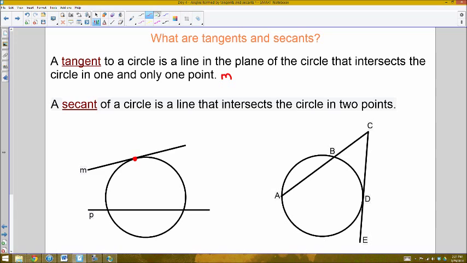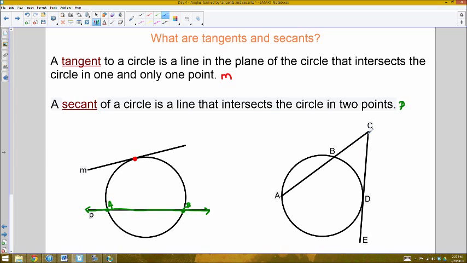A secant line is a line which intersects the circle at more than one point and passes through that circle. An example of that would be line P. Line P touches the circle at two different points. Now, if I call these points A and B, segment AB is a chord, but the reason we call line P a secant is it continues through that chord outside of the circle. So a chord which continues past and through a circle is called a secant line.